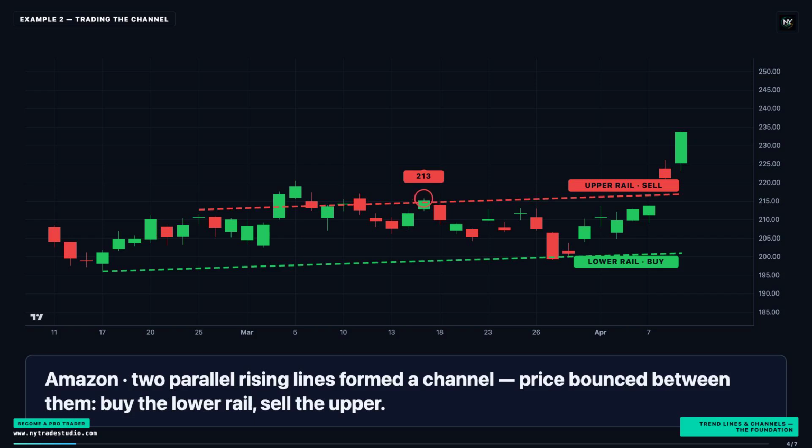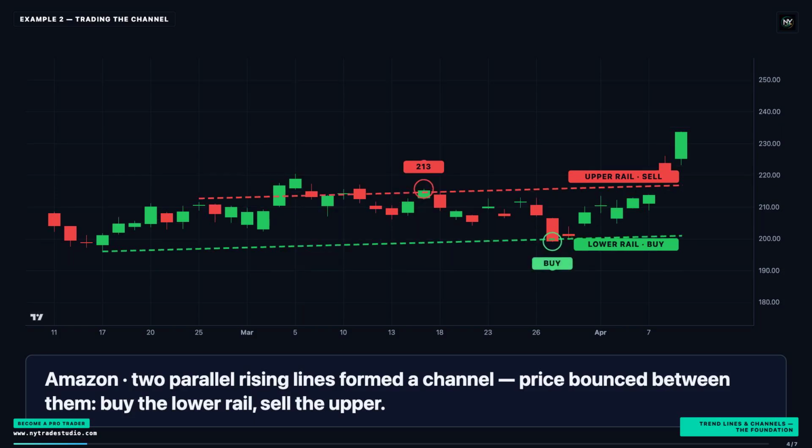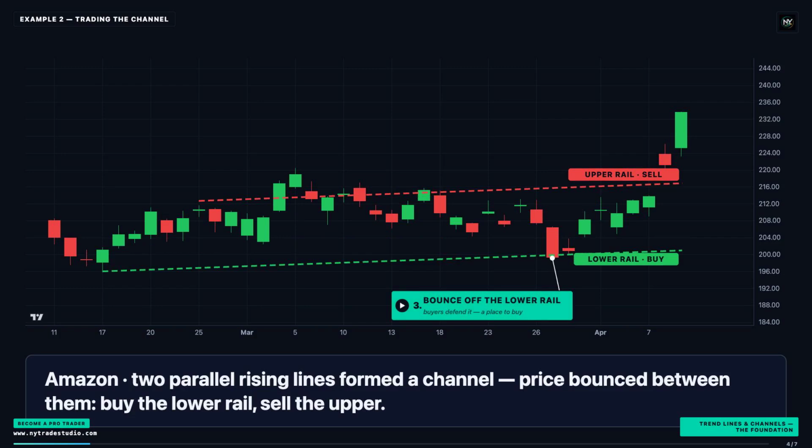And this is why a channel is so useful. It hands you both sides of the trade. Watch the lower rail every time price drifts down to it. Buyers defend it and push price back up. That bounce off the lower rail is your place to buy, with the trend right where support sits.